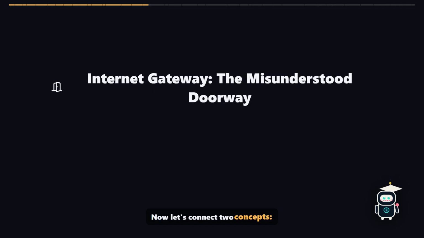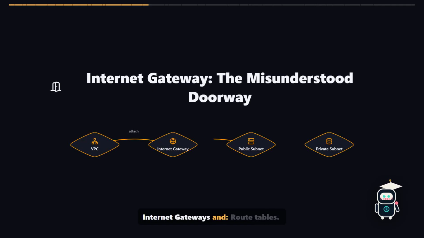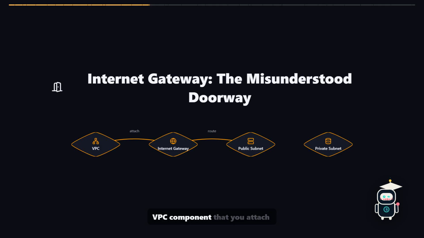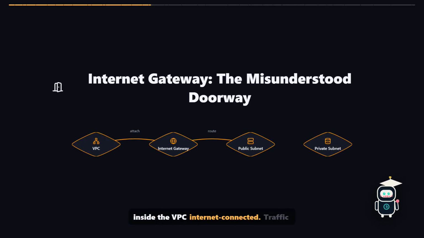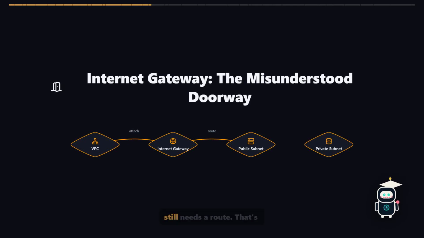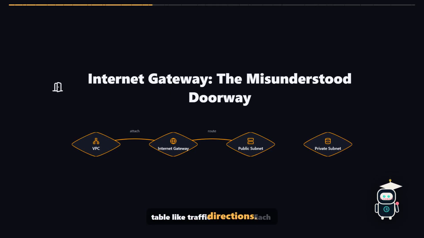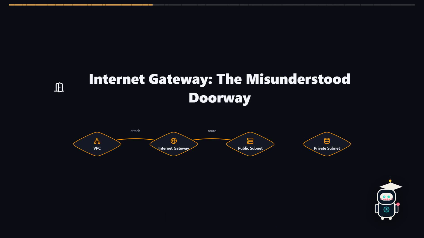Now let's connect two concepts: internet gateways and route tables. An internet gateway is a VPC component that you attach to your VPC. But attaching an internet gateway alone does not suddenly make every resource inside the VPC internet connected. Traffic still needs a route. That's the job of the route table. Think of a route table like traffic directions. Each route says, if traffic is going to this destination, send it to this target.